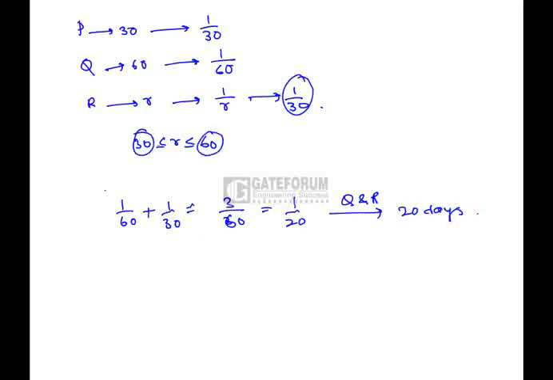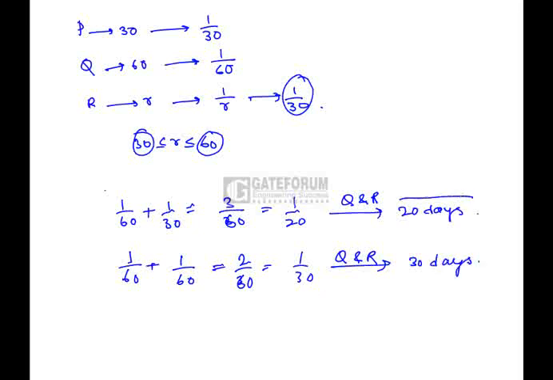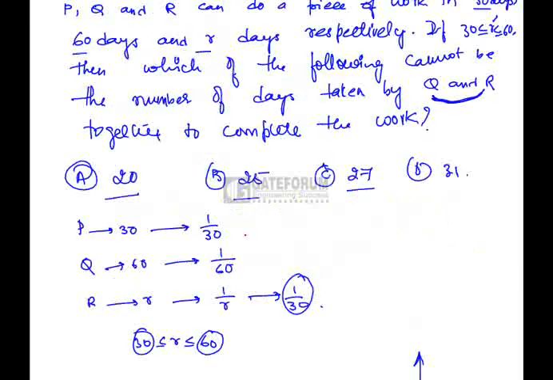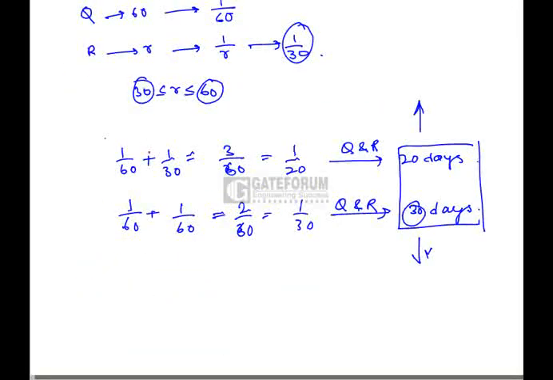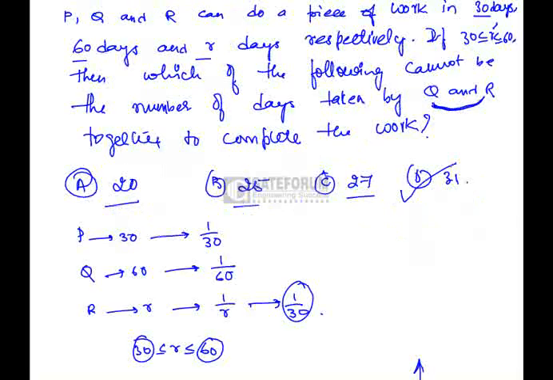Similarly, I'll consider R as 60, which is the maximum number of days he'll take. So 1 by 60 plus 1 by 60, which is nothing but 2 by 60, which is nothing but 1 by 30. So Q and R, in this condition, will complete the work in 30 days. So the minimum number of days in which Q and R can complete the work is 20 and the maximum number of days is 30. So it cannot be less than 20 or more than 30. Now if I look into the options, 20 is okay, 25 is okay, 27 is okay, but 31 is exceeding 30, which cannot be the number of days. So the answer is D.